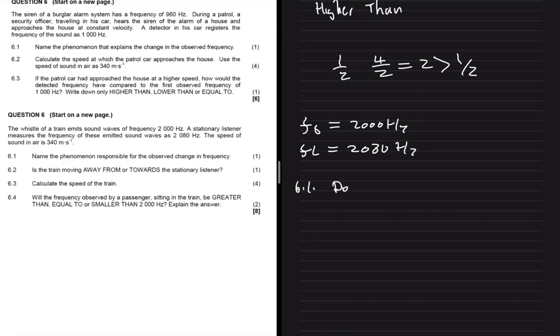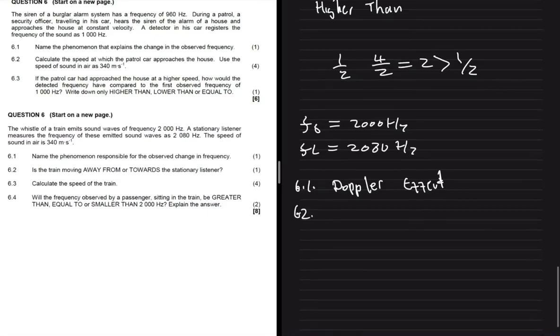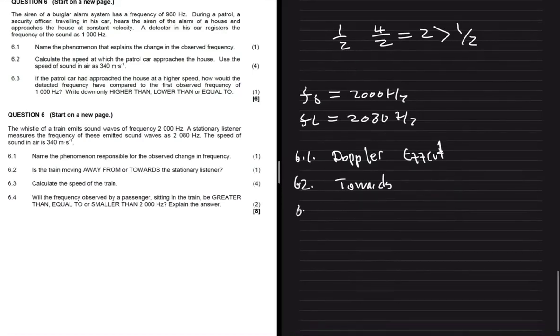That's the Doppler effect. The frequency observed is different from the frequency emitted because of the relative change in position between observer and listener. 6.2: is the train moving away from or towards the listener? It's moving towards, right? It's moving towards because the observed sound is greater than the emitted. 6.3: calculate the speed of the train.